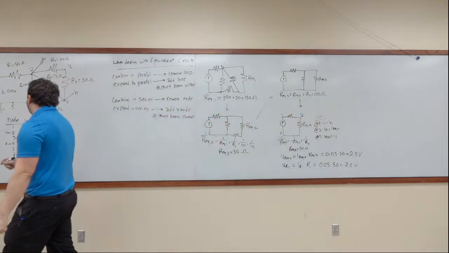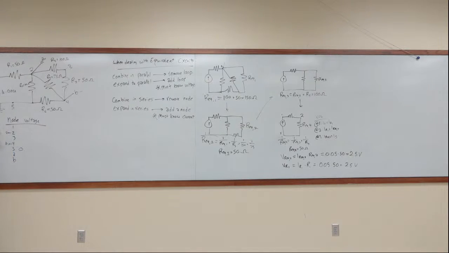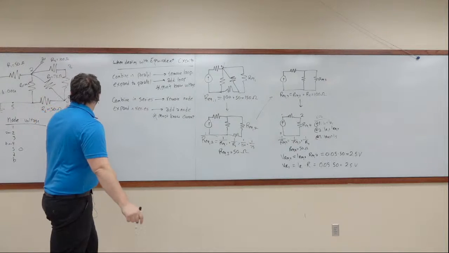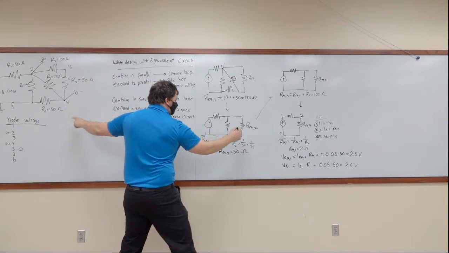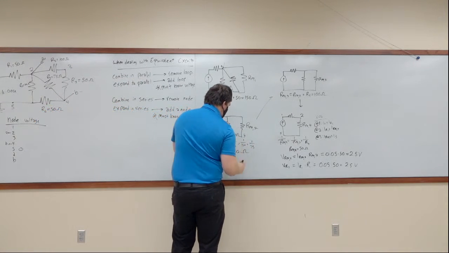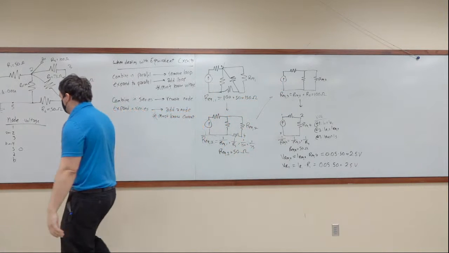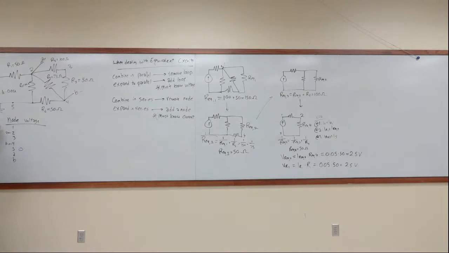Well, it means which 2 node voltages can we figure out right now? Not 4. 1 and 2. Why not 4? Because we got rid of it. We did get rid of it. 4 is right here. We got rid of it here. So we won't be able to figure that one out. Okay, so we got 1 and 2.